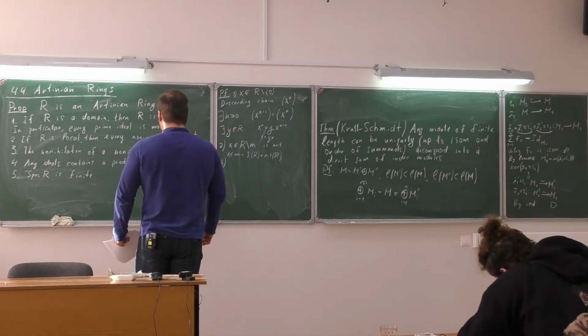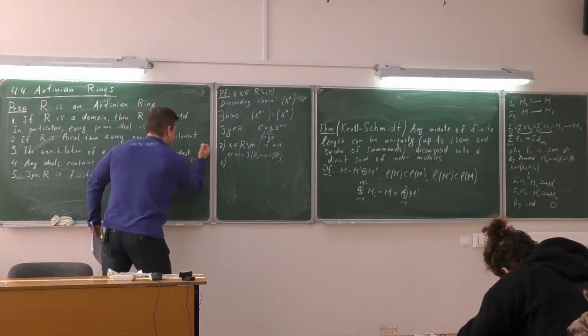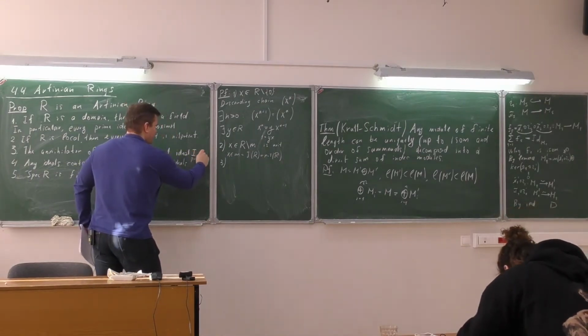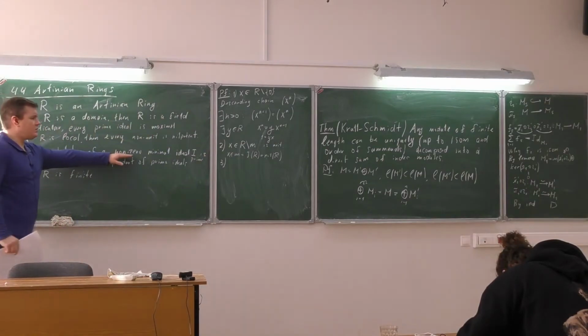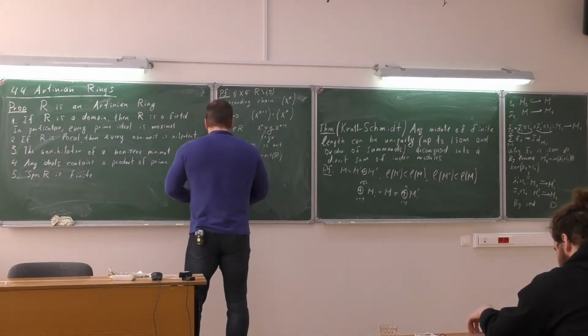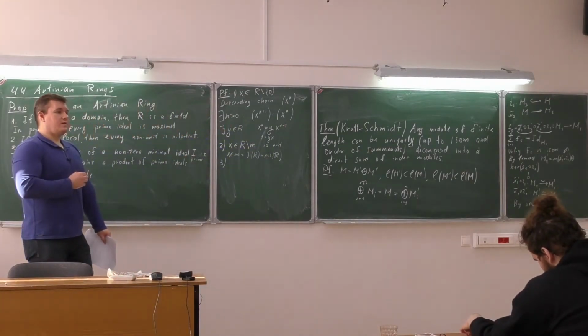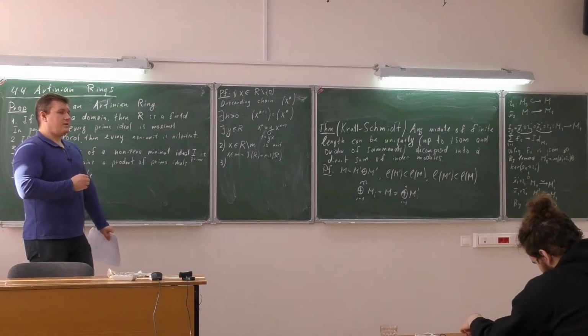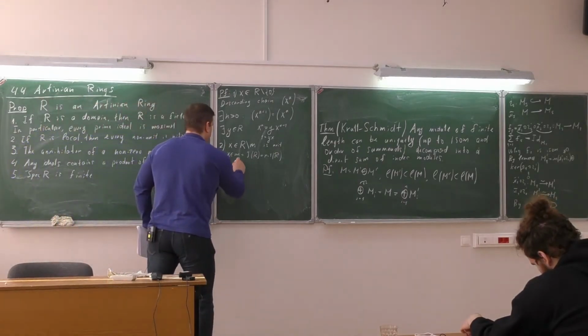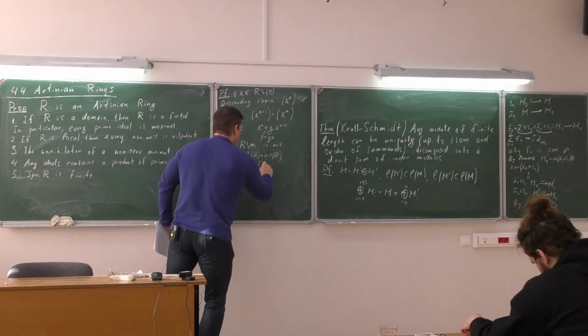Okay, so I want to show 3. The annihilator of a non-zero minimal ideal is prime. Maybe let me just introduce the notation I in the statement. So the annihilator of a non-zero minimal ideal I is prime. Okay, so let me take a couple of elements that don't annihilate this ideal I. Then I need to show that the product also doesn't annihilate it. So let's say that xI is not equal to 0, and yI is not equal to 0.